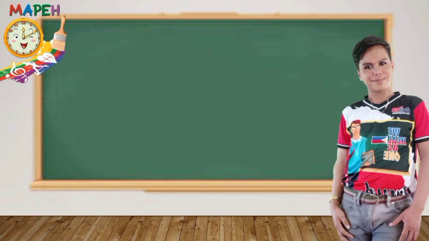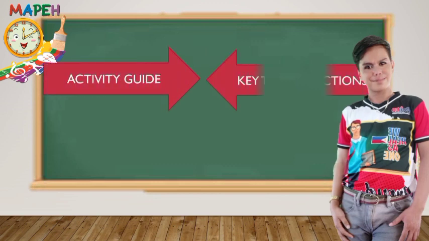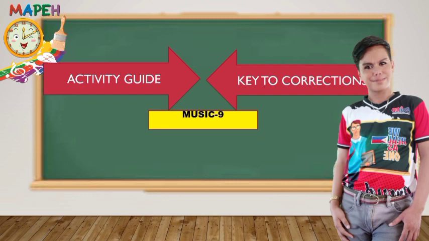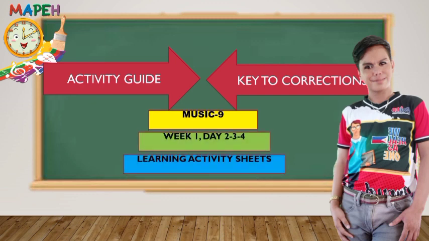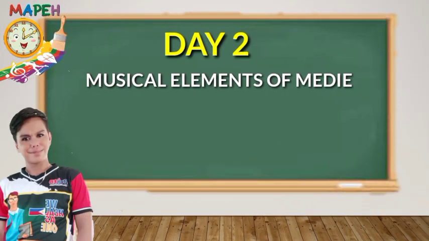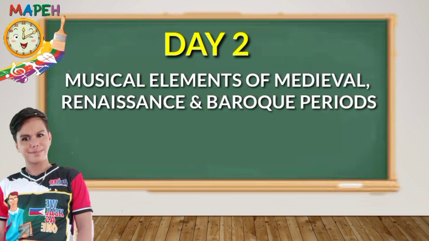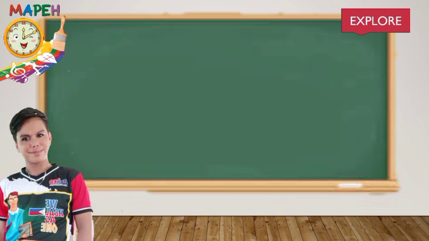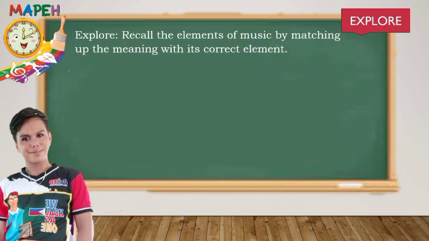Today, I will guide you on the activities or exercises of your learning activity sheets, Week 1, Day 2, 3, and 4. Get your self-learning modules or learning activity sheets to start. Day 2, Musical Elements of Medieval, Renaissance, and Baroque Periods. Explore. Let's recall the elements of music by matching up the meaning with the correct element of music.